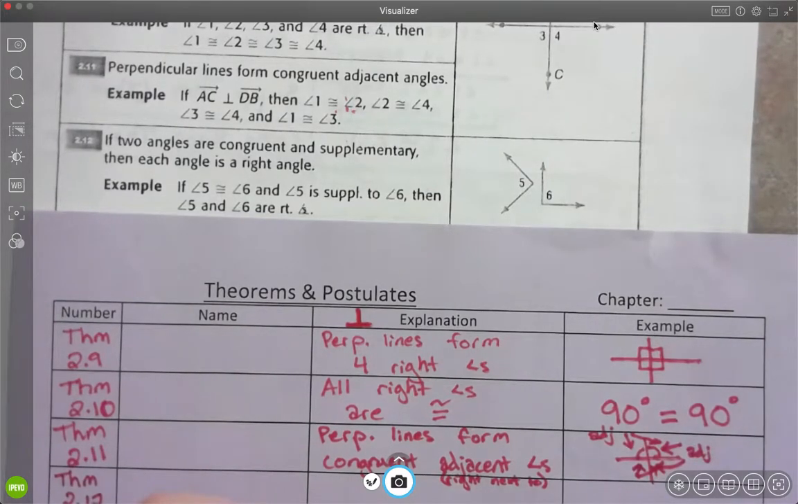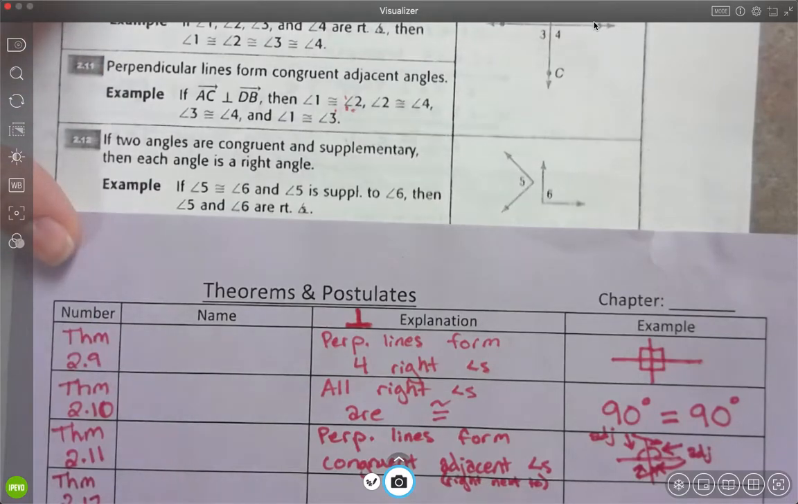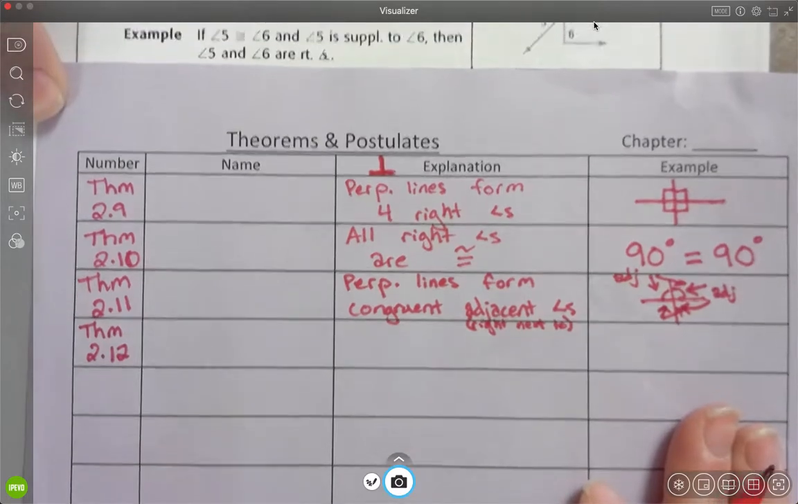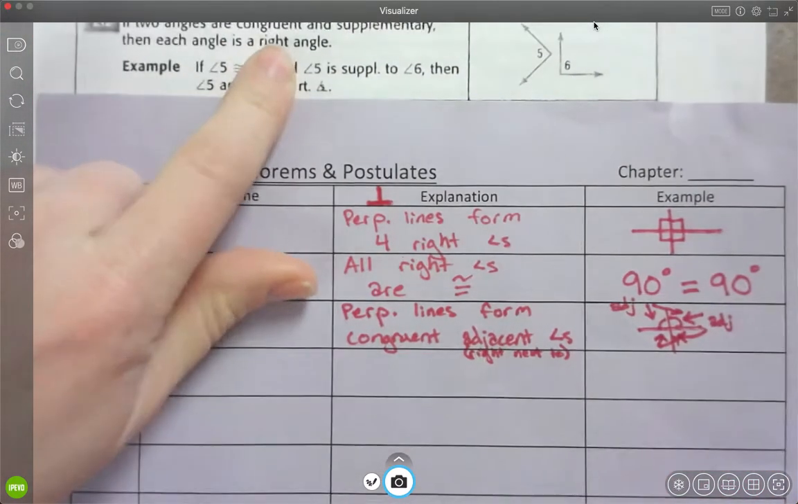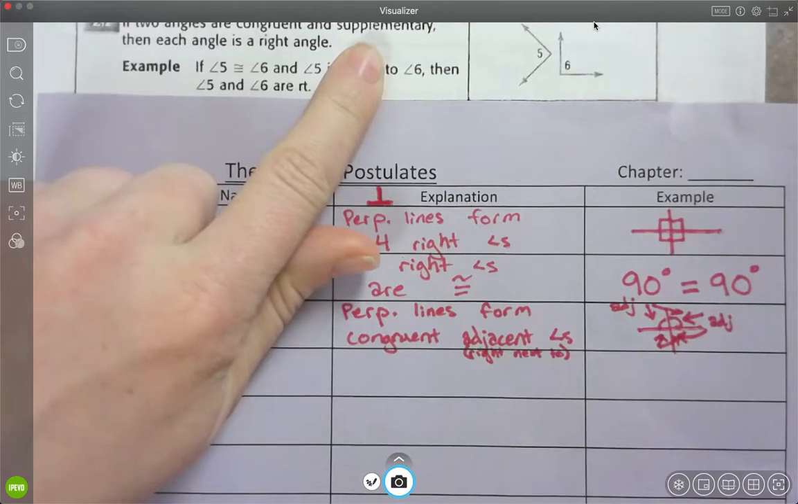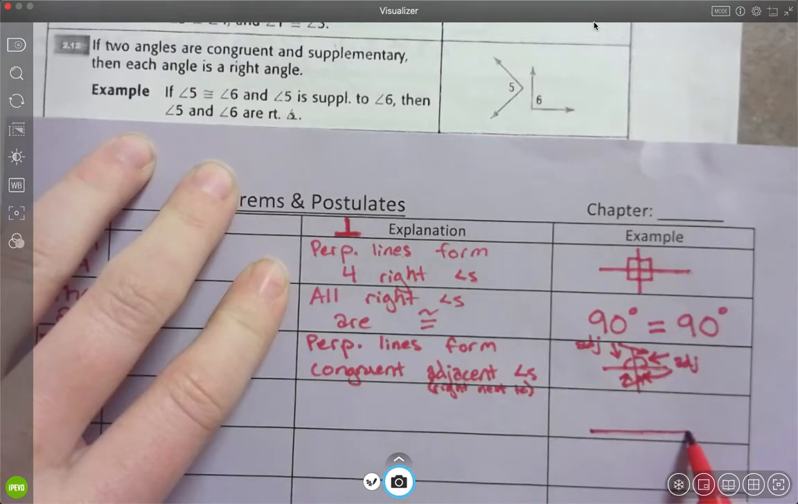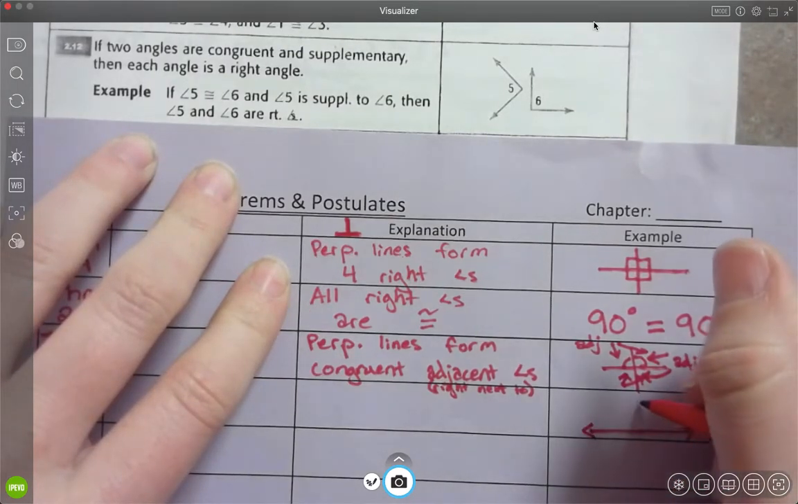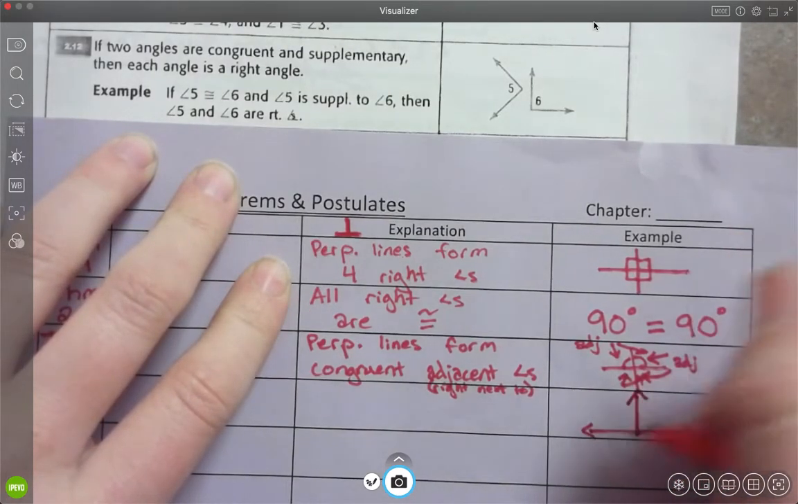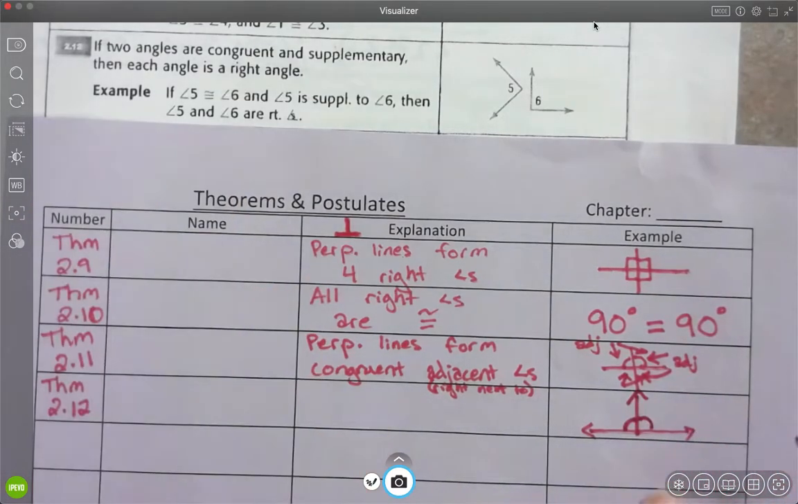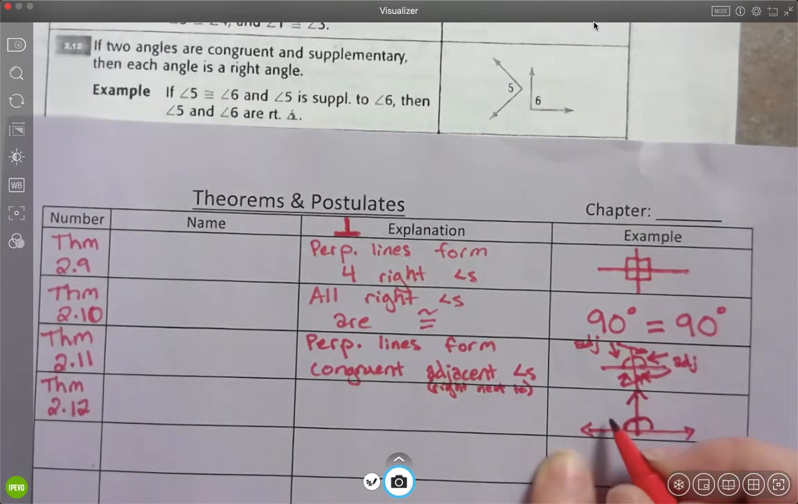Theorem 2.12. All right. I kind of went over this with my 6th period kids once. Not sure if we did 1st period or not, but if 2 angles are congruent and supplementary, then each angle is a right angle. Okay, so if I'm thinking about supplementary, they're kind of like together on a straight line, right? Two angles that are together on a straight line, but I know that this angle has to match up with this one, right? So not only do they have to add up to be 180 degrees, but they both have to be the same, right? And the only way that they both can be the same is if they both are 90 degrees, right? That kind of just makes sense.